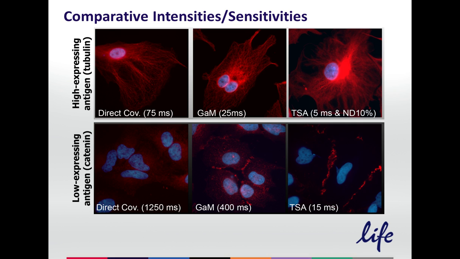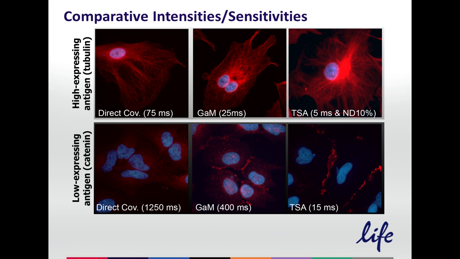Let's look at some other images now. These were generated by a colleague in our research and development group, looking at high expressing targets versus low expressing targets with 3 of these different methods. At the top, again, this is tubulin, like the other images I had shown you, which is a very high expressing antigen. A direct labeled primary antibody on the upper left hand works just fine with this for labeling cells in microscopy. It's a little bit longer of an exposure time, but you're able to resolve the tubulin fairly well.